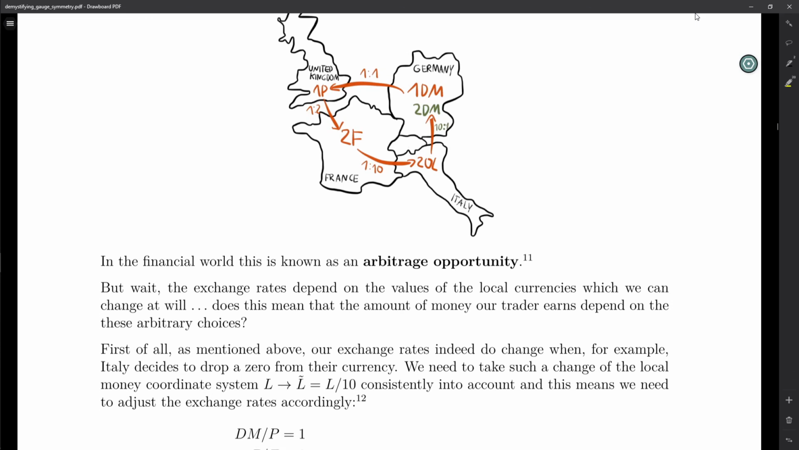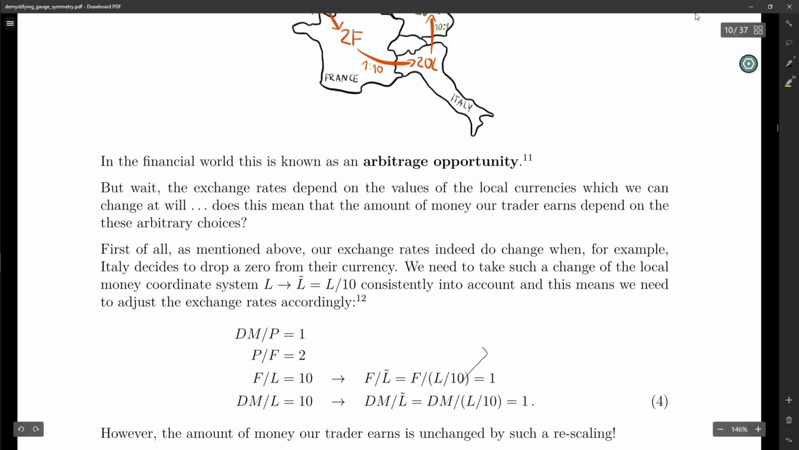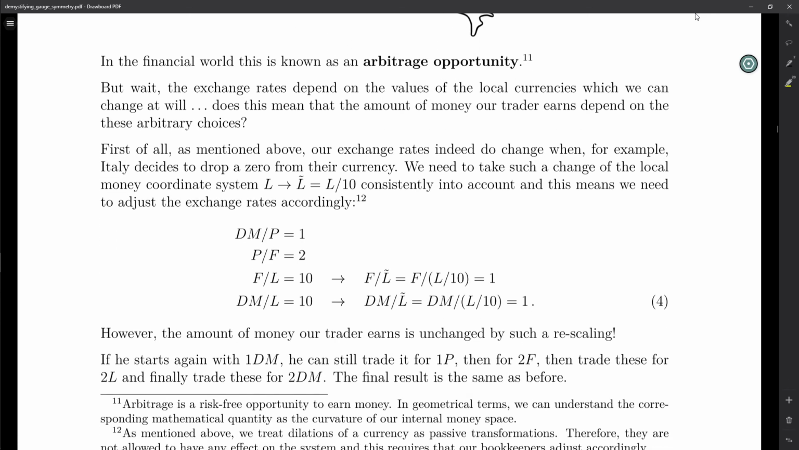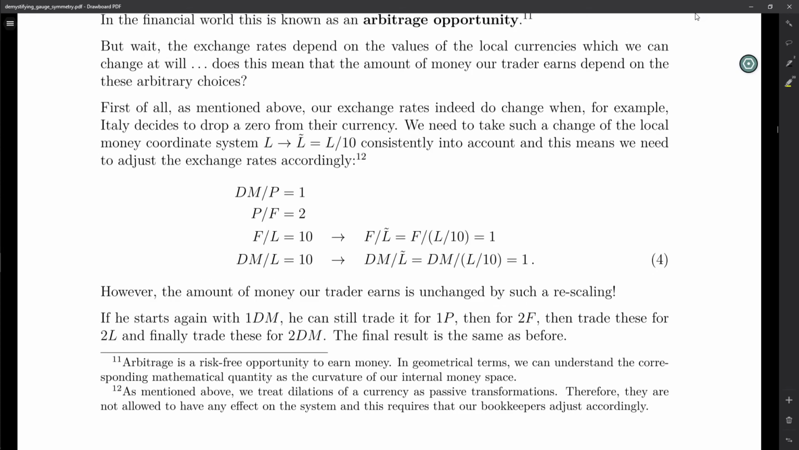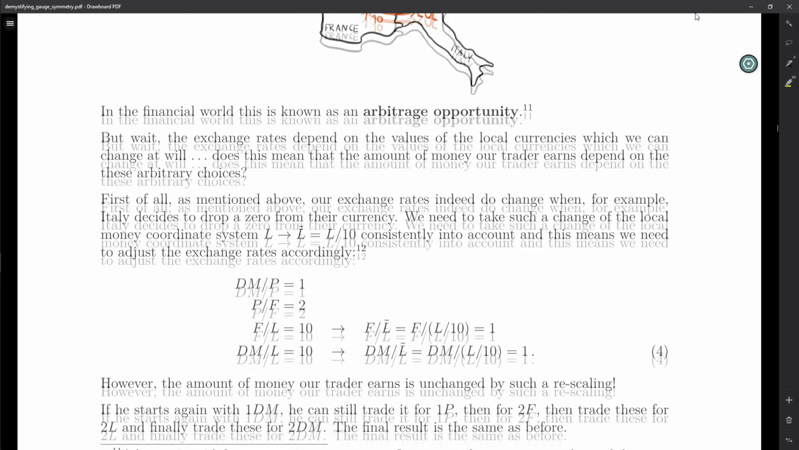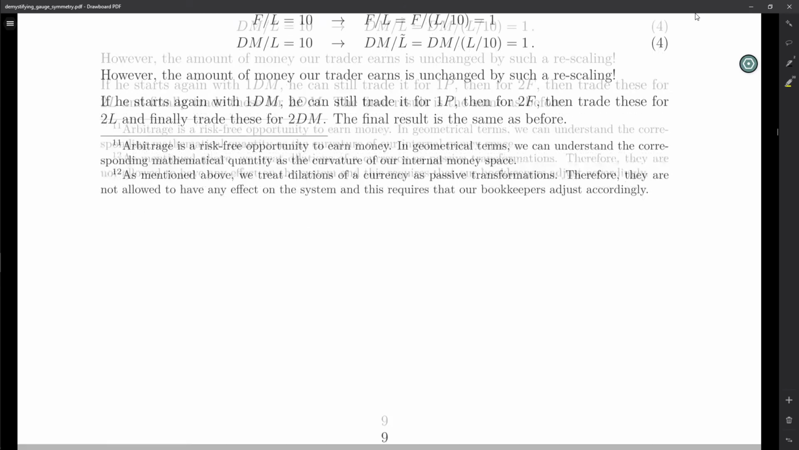But now the question is, let's say you make a local change, that is, you drop a zero in the currency eclipse. What is going to happen? As you can see, I've just dropped a zero again in the Italians. Again, your money that is being earned is unchanged by this local rescaling, and the final result is the same whether or not you have arbitrage opportunities.